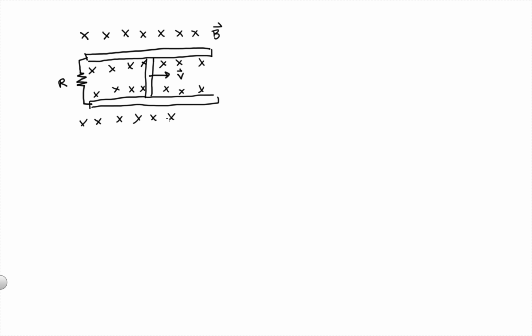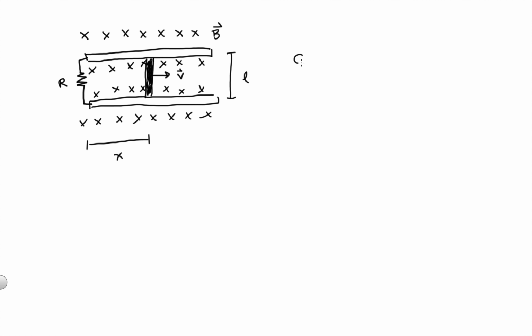Okay, and as this bar here slides from left to right, we are sweeping up more of these field lines that are pointing into the page. And let's say at any given moment that this has a position of X, and we'll call the separation here L, which we'll end up using. All right, so we're sweeping up more of the magnetic field.